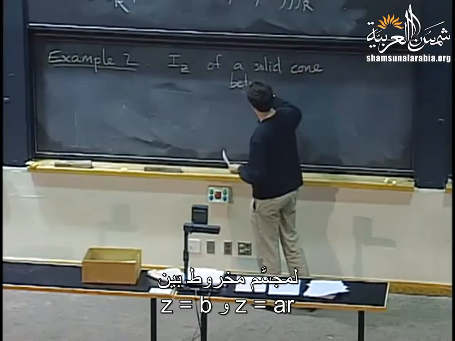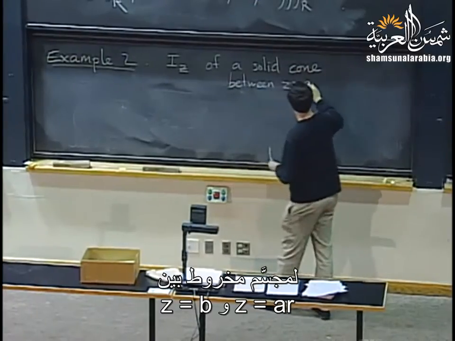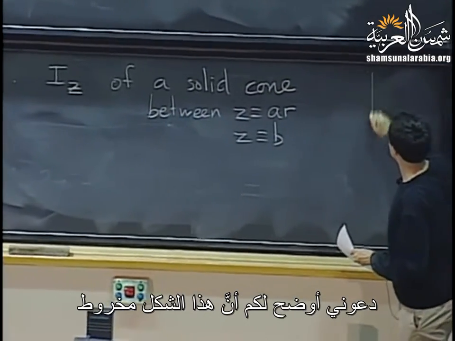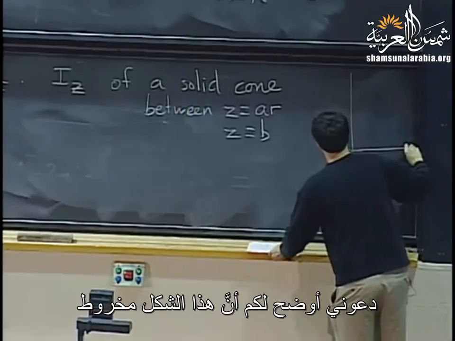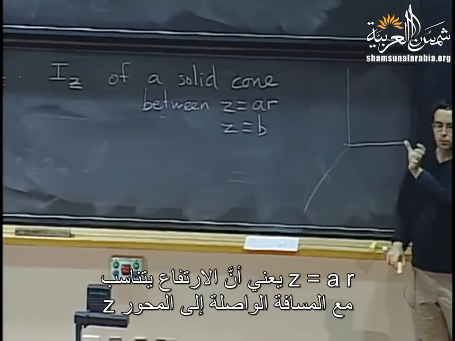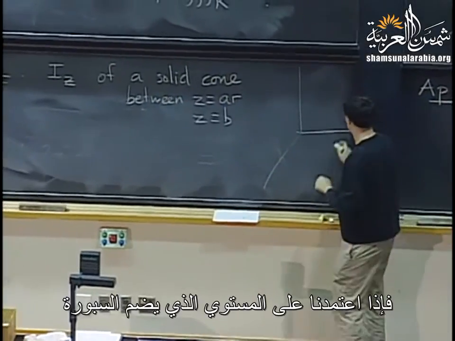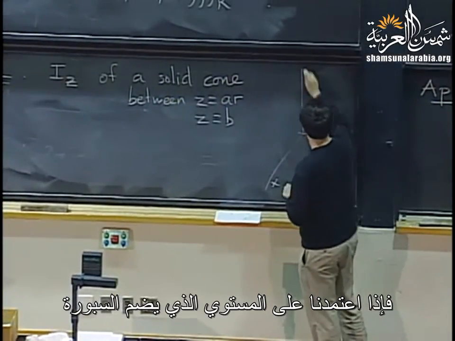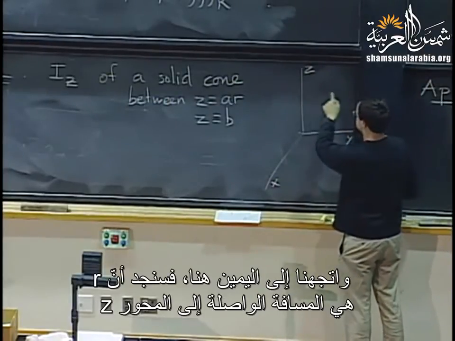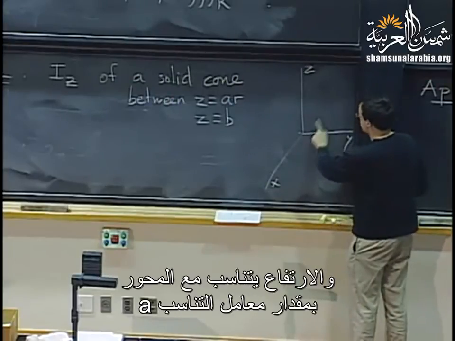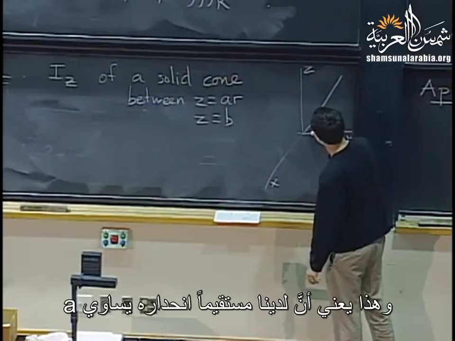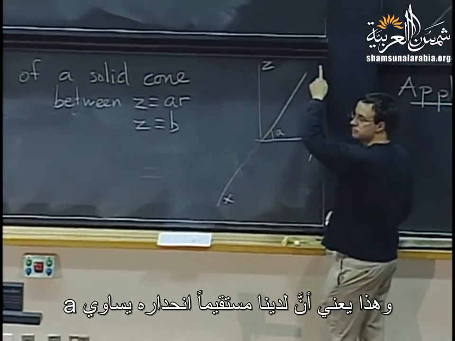between z equals a times r and z equals b. So just to convince you that it's a cone. z equals a times r means the height is proportional to the distance from the z-axis. So let's look at what we get if we just do it in the plane of a blackboard. If I go to the right here, r is just the distance from the z-axis. The height should be proportional with proportionality factor a.